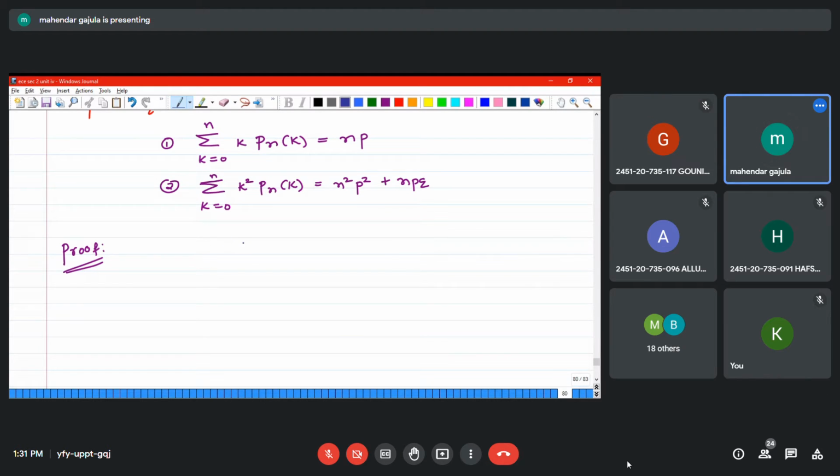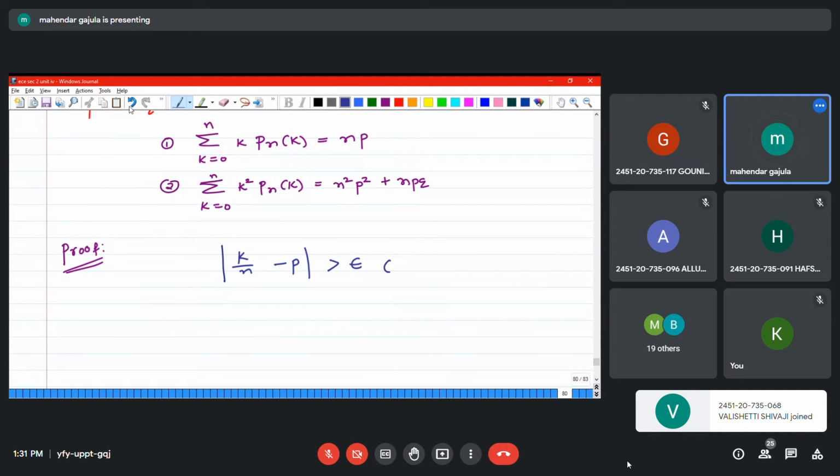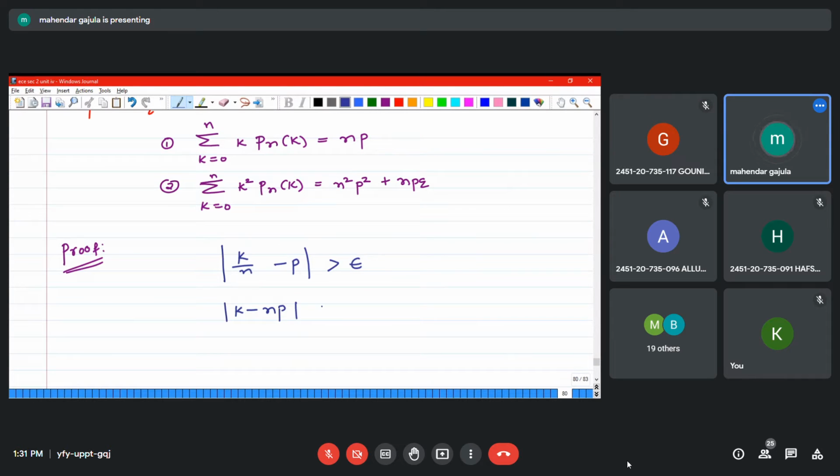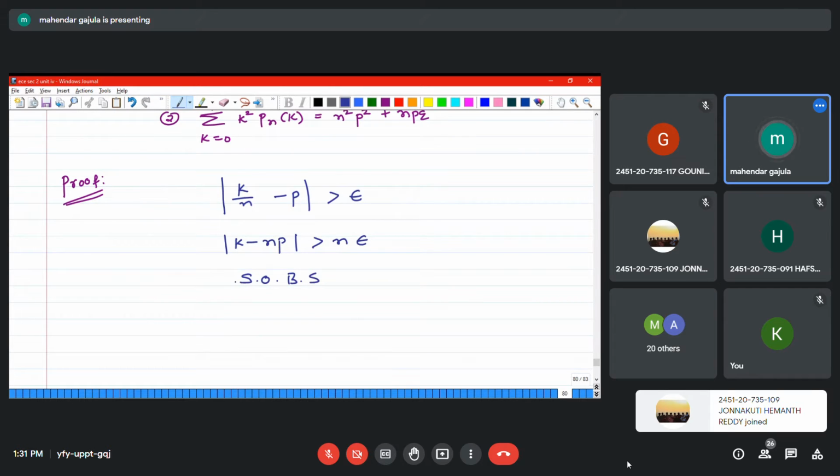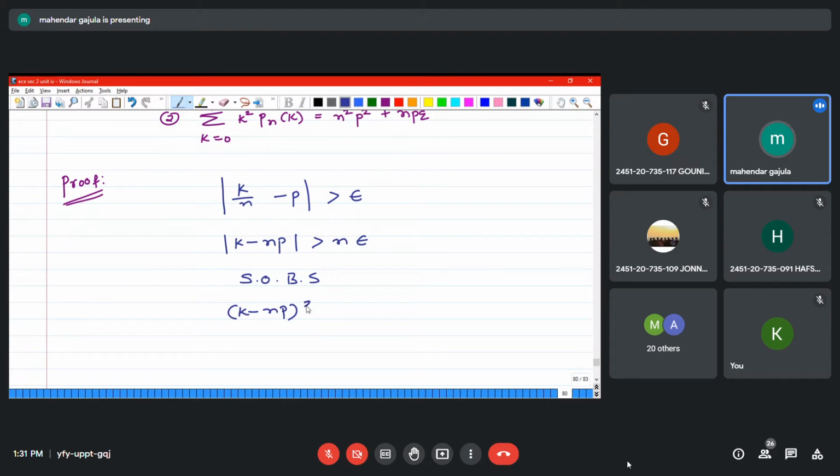So the given event is |k by n minus p| greater than epsilon. This can also be written as |k minus np| greater than n epsilon. Let us square on both sides, then we get (k minus np) whole square greater than n square epsilon square. Let this be equation 1.